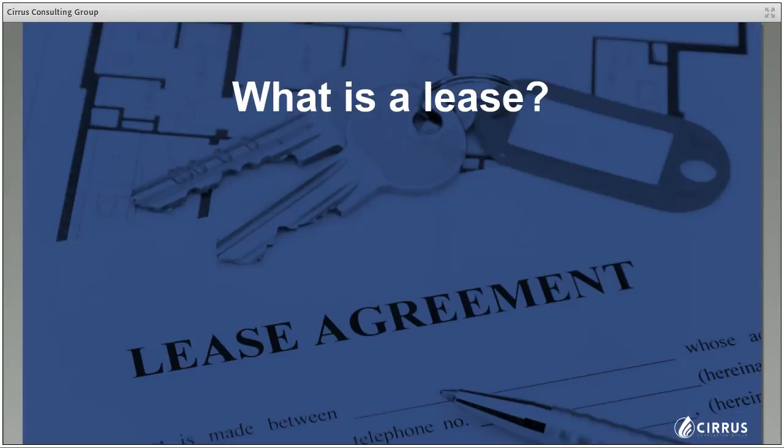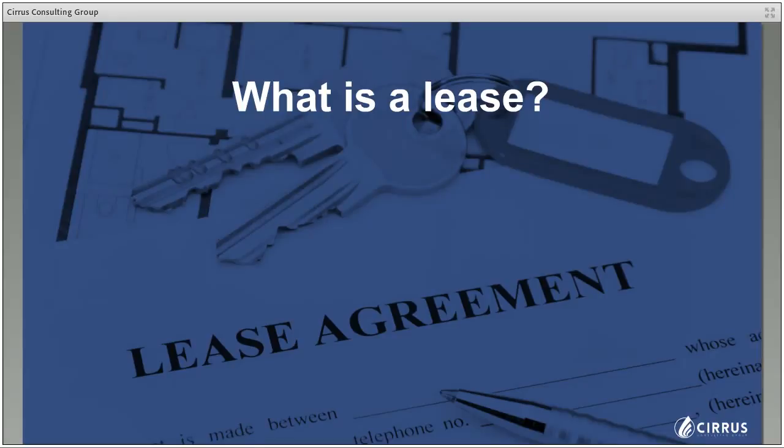So what is a lease agreement? When I ask this question in front of an audience at my live seminars, I'll typically get a few standard answers. The lease agreement is a contract. The lease agreement is an agreement. I've even heard that the lease agreement is a marriage between landlord and tenant for the entirety of the term that you decide to sign.